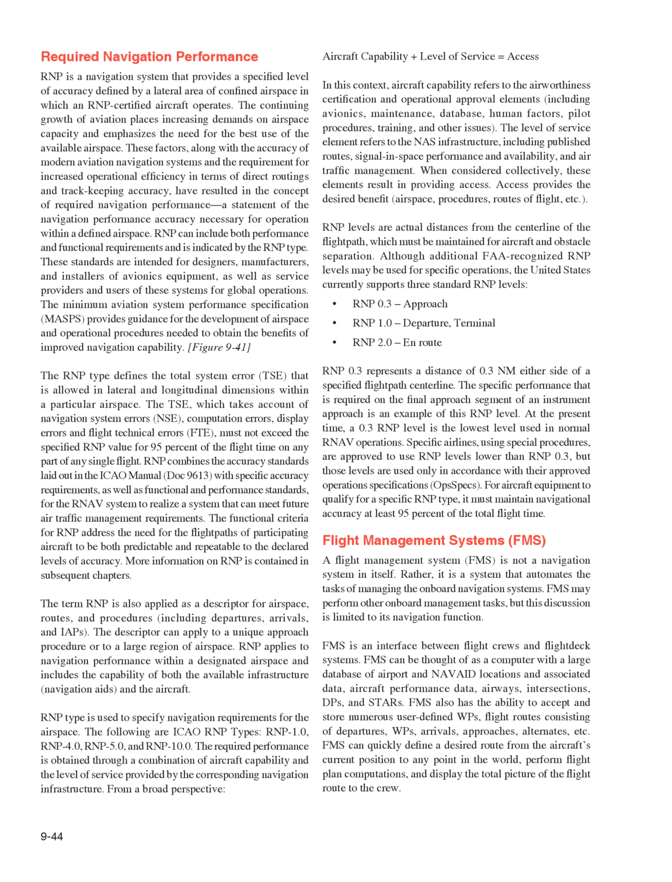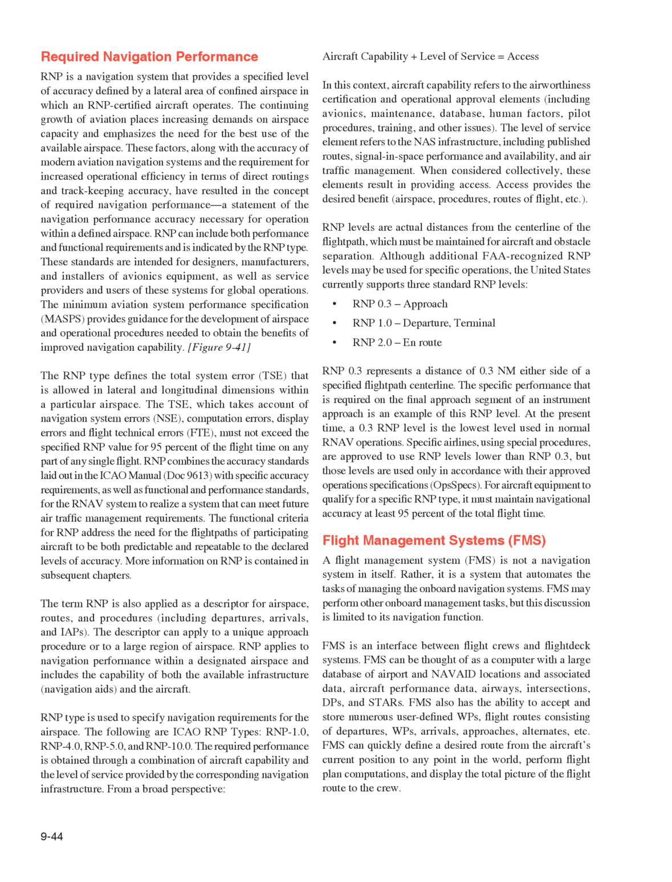efficiency in terms of direct routings and track-keeping accuracy, have resulted in the concept of required navigation performance, a statement of the navigation performance accuracy necessary for operation within a defined airspace. RNP can include both performance and functional requirements and is indicated by the RNP type. These standards are intended for designers, manufacturers, and installers of avionics equipment, as well as service providers and users of these systems for global operations.